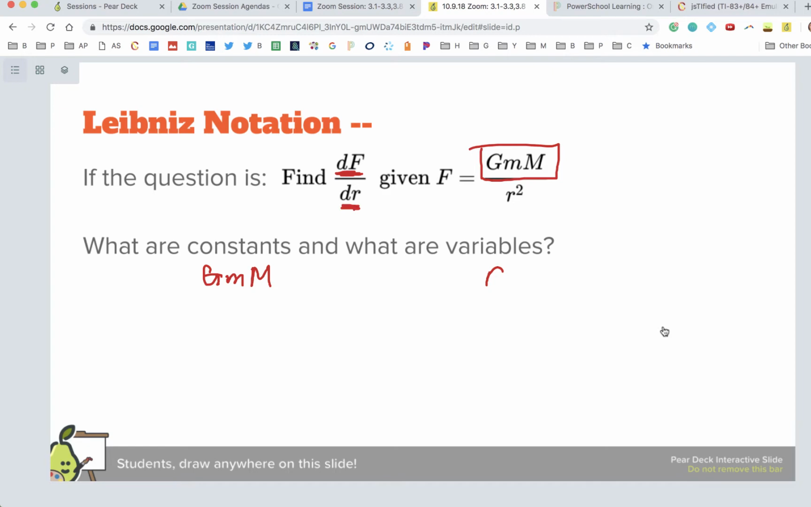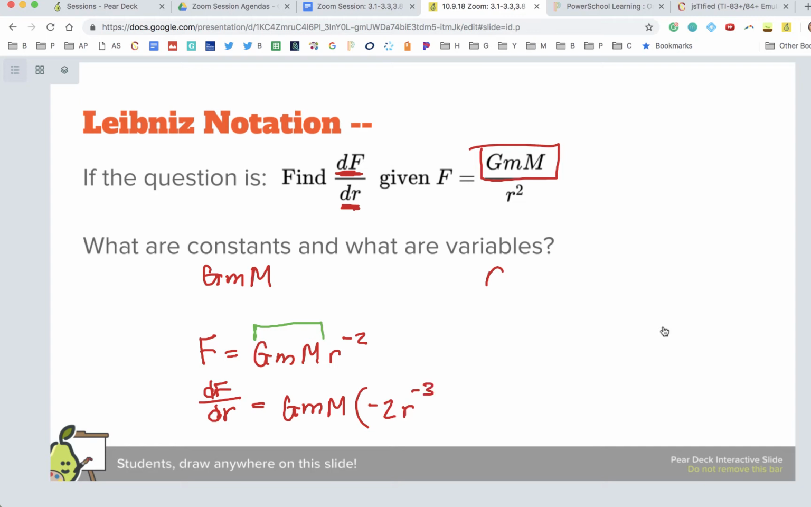R is our variable. So let's rewrite f equals gmm r to the negative 2. That makes it much easier. Then this whole thing is a constant. Remember when we take the derivative, it's the same thing as f prime. We can let the constant hang out. And then the derivative of r to the negative 2 is negative 2r. Negative 2 minus 1 is negative 3.